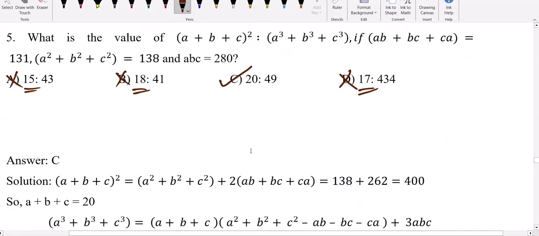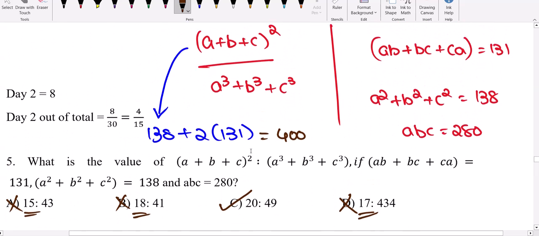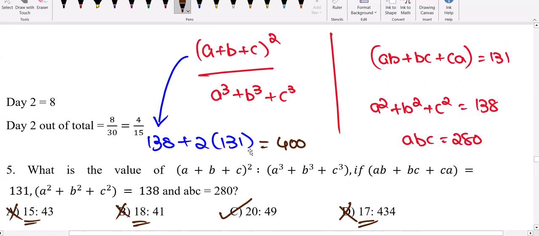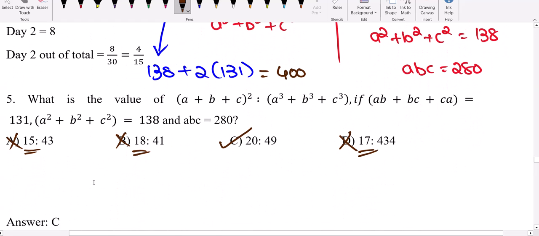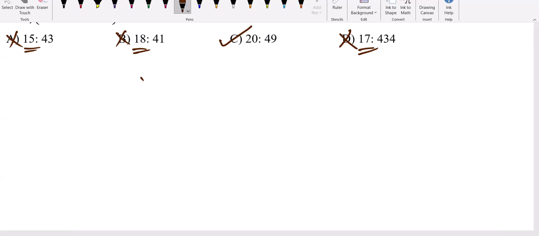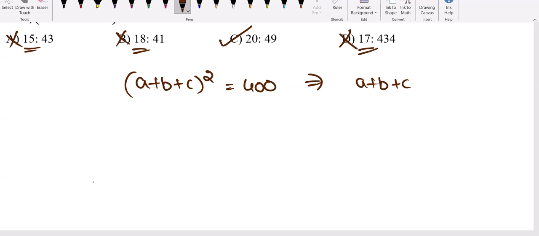Okay. You can see that's what my explanation also. What is the thing here? You got the numerator as what? A plus B plus C whole square equal to how much? 400, right? Then A plus B plus C is 20. Now they are using this to calculate A cube plus B cube.